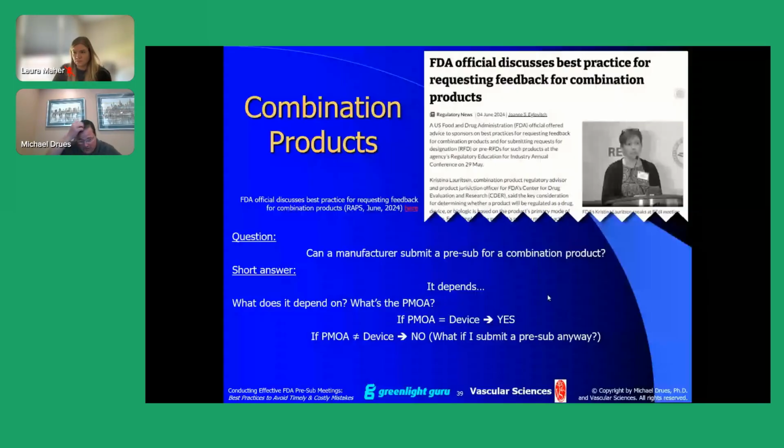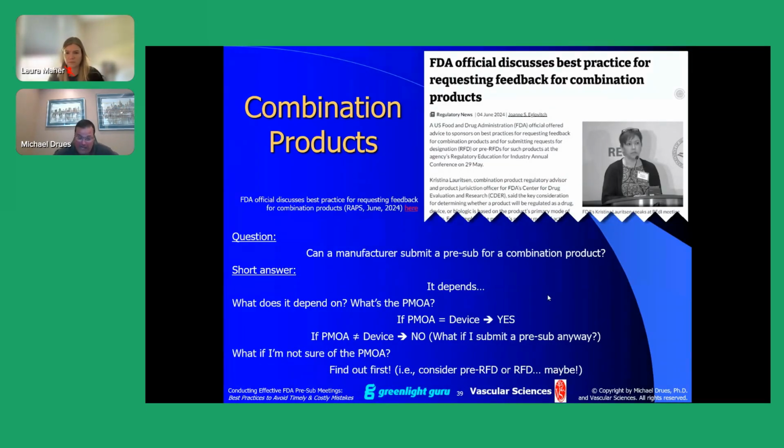So make sure, because I've seen this happen many times, that companies waste a ton of time and money assuming that their combo product is a device. They put together a pre-sub, they send it to CDRH, and FDA throws it right back at them and says, don't waste our time. If you're not sure what the PMOA of your combination product is, definitely find out. Talk to somebody like me.